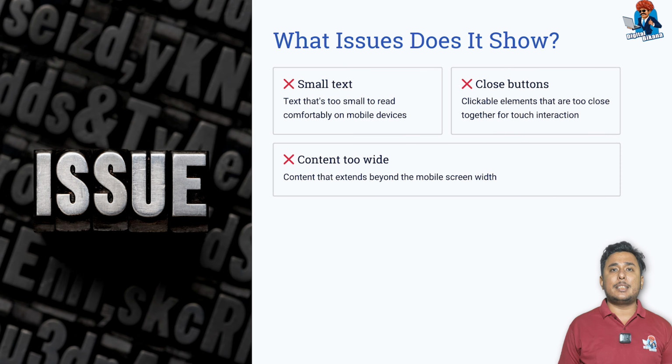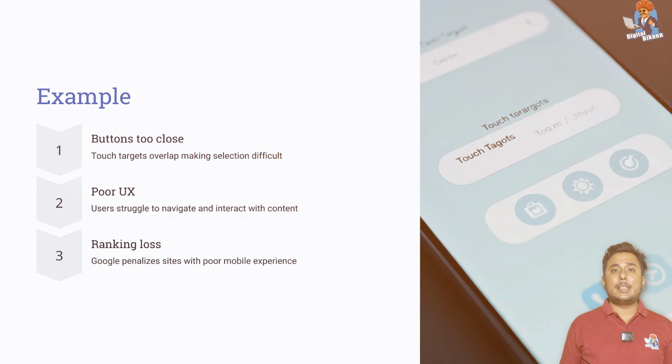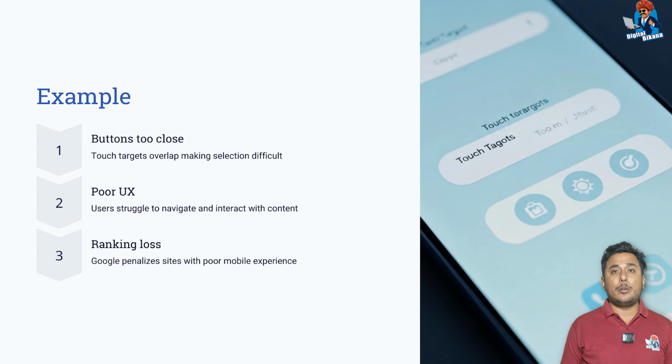The report highlights issues like text too small to read, clickable elements too close together, content wider than screen, and viewport not set properly. For example, if your page text is tiny on mobile or buttons overlap, Google will flag it. The report helps you fix those problems before they hurt SEO.